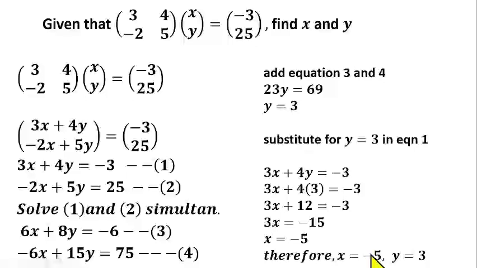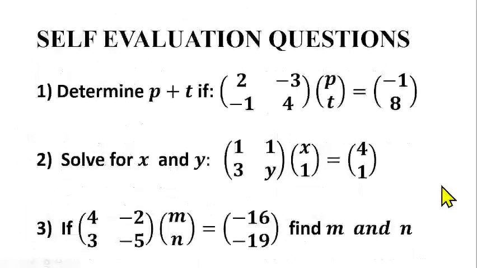So our s is minus 5, our y is equal to 3, which we are still using the implication of equality of two matrices. So that is that about equation of equality of matrix and the implication of that. So if you understand that, please try this question on the screen right now.